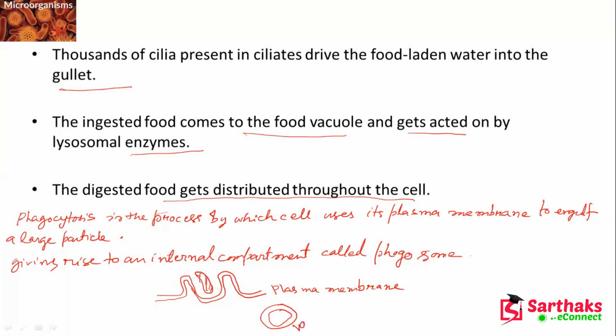This is the vacuole. Okay. Now you have the food here. Whatever food it has taken, now you have this food here. Now it is clear how they are taking the food using the plasma membrane.